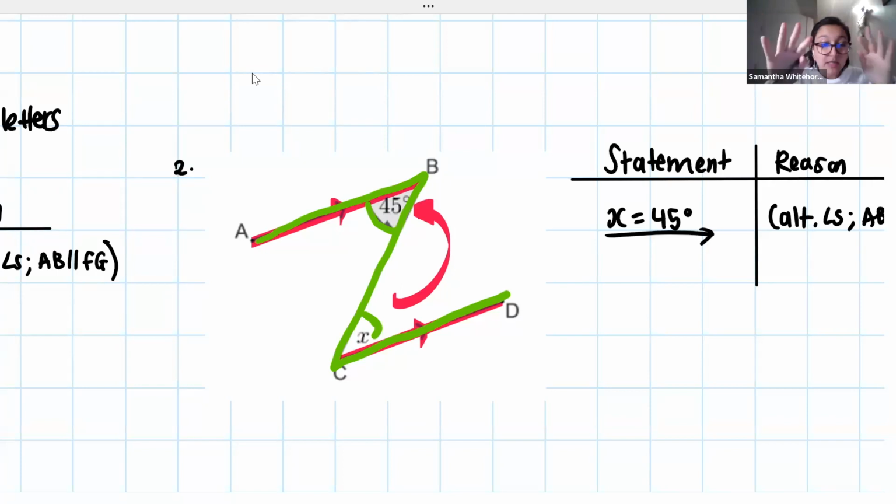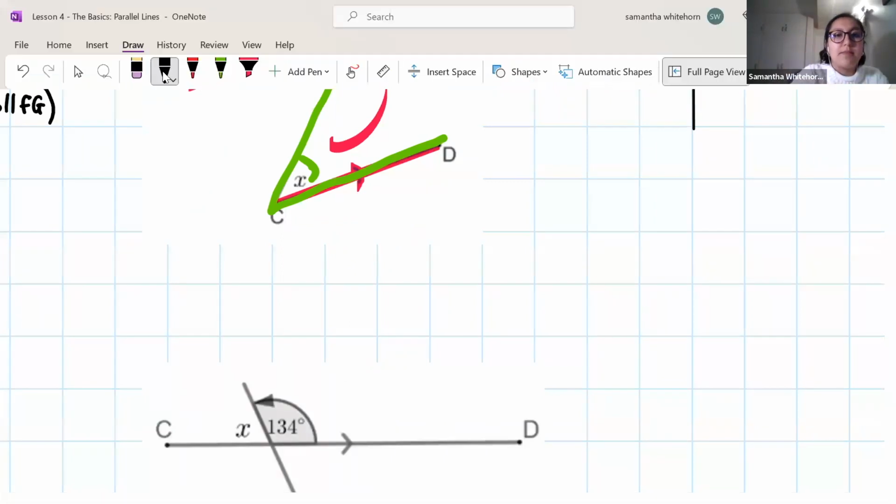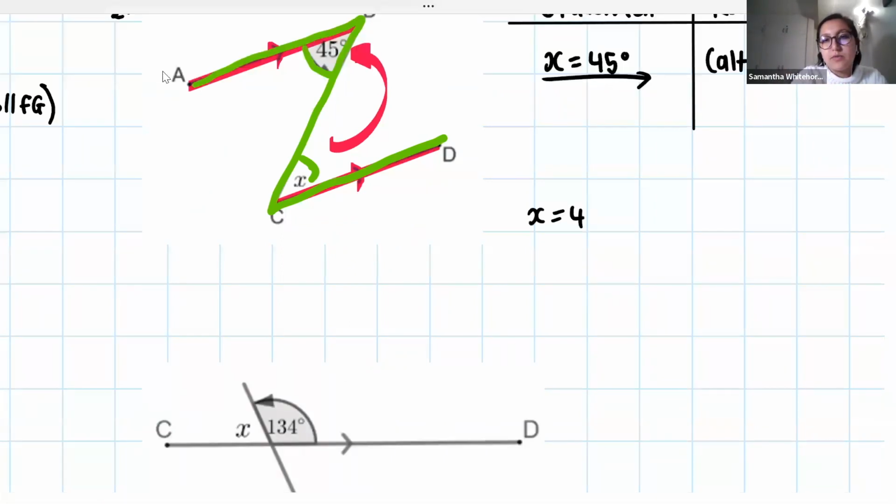You can, there's nothing wrong with that. But as we move up in the grades, the way we would actually set our answer out would be something like x equals 45 degrees, and then we put our reason in brackets: alt angles, AB parallel to CD. You don't have to do it now if you're separating your page. It's just something that we do later on. Sorry, I didn't even realize that I was doing it.